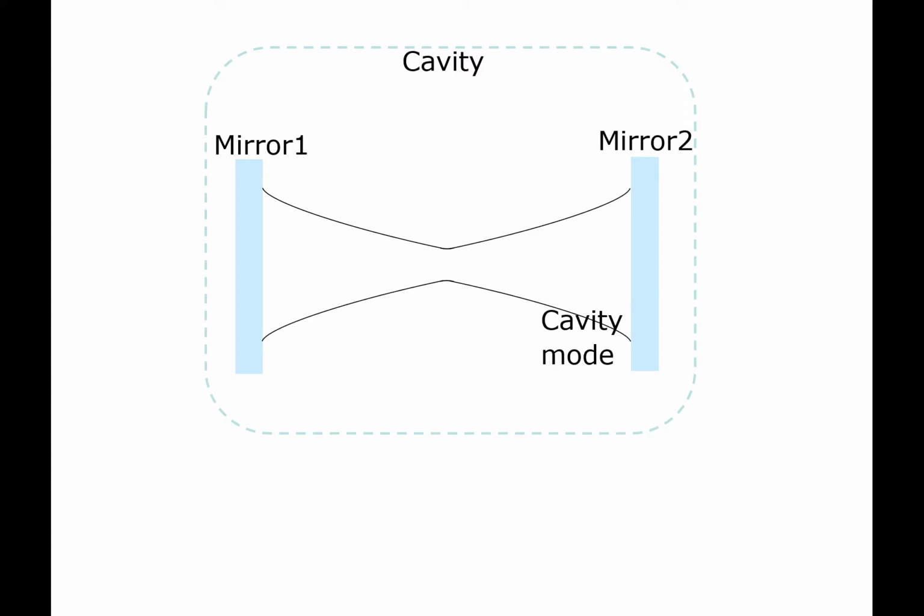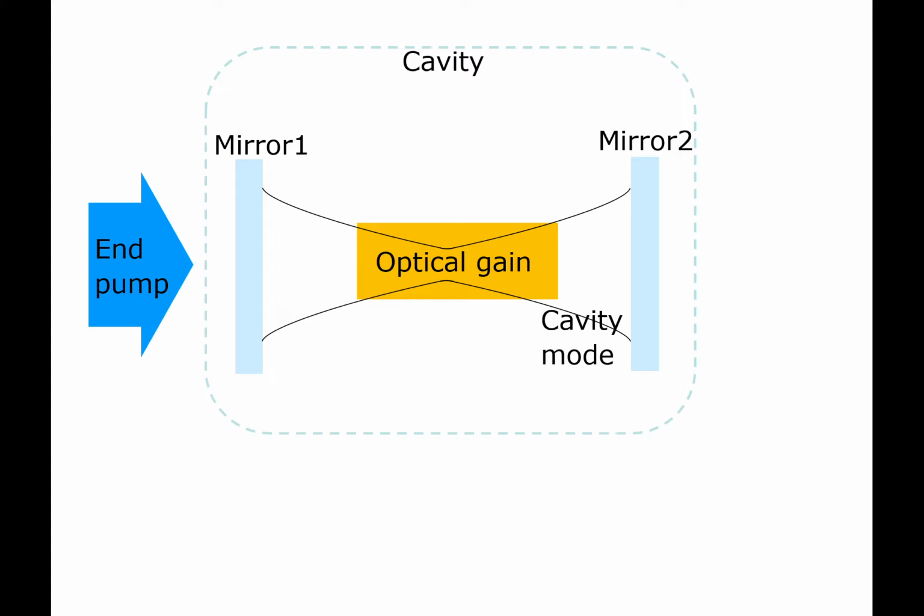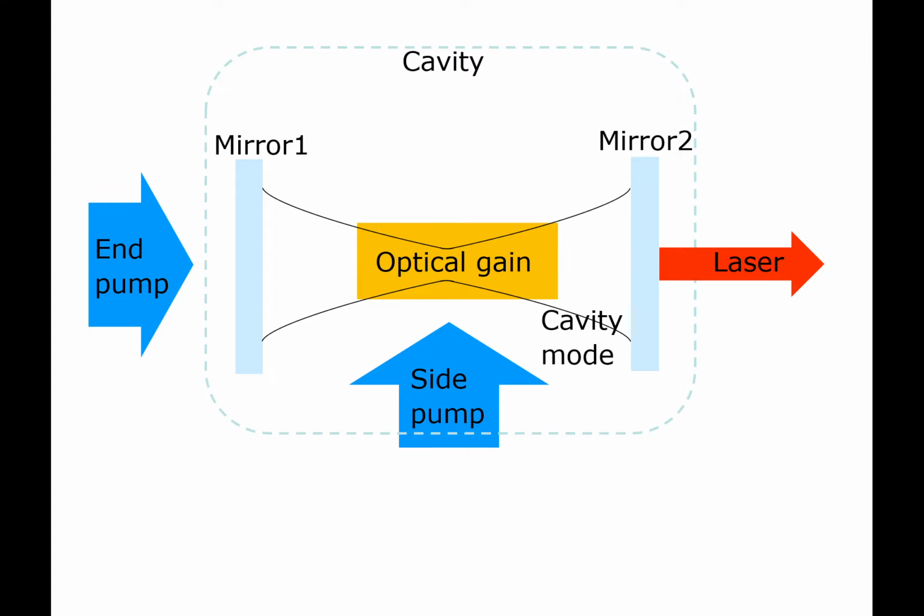Then if we put an optical gain medium inside the cavity, and we pump it either by end pump or side pump, there is a stimulated emission process going on, and as a result, we get the lasers coming out.